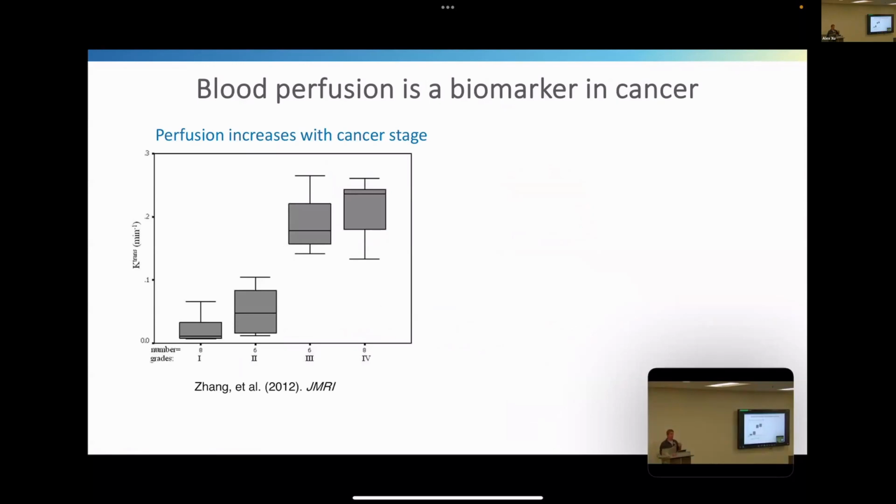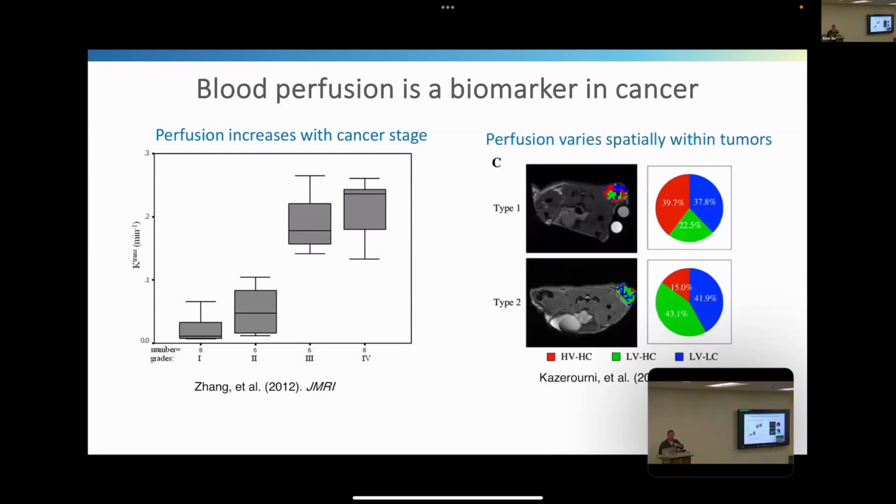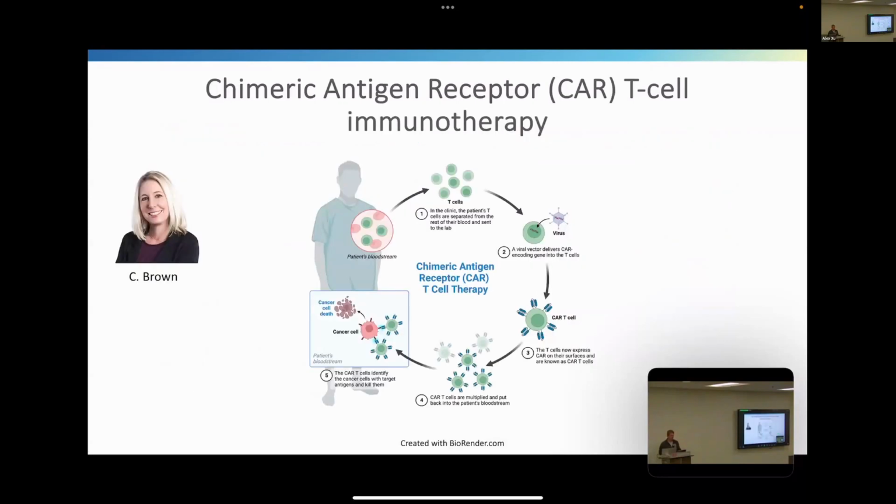And so that's why we started thinking about blood perfusion as an important biomarker in thinking about response, because it's been well known, and in fact, it's a diagnostic marker that blood perfusion is correlated with cancer grade. So lower grade tumors have lower blood perfusion, and higher grade tumors have higher perfusion. And importantly for this symposium and this group, blood perfusion is very heterogeneous in space within the tumor, and this is something that we can measure with MRI.